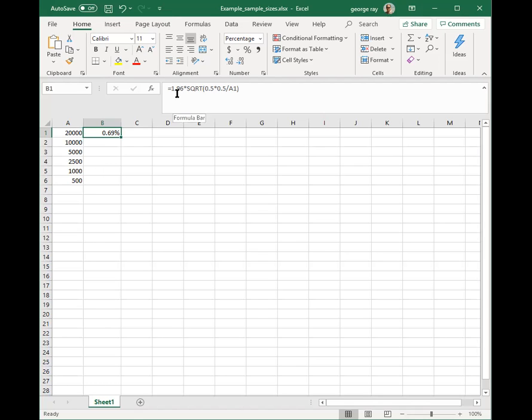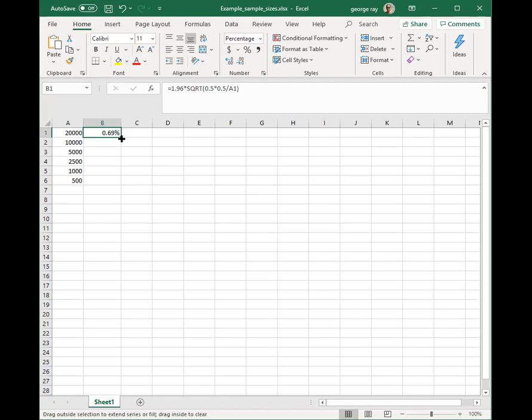So 1.96, remember, that's what we use for a 95% confidence level. That's what we'll always use in our class, times the square root of P times Q. And we know that P is equal to 0.5 and Q is equal to 1 minus P, or 0.5 also, divided by the sample size. Well, in this case, the sample size is A1. And that gives us an error rate of about 0.69% when we have a sample size of 20,000.